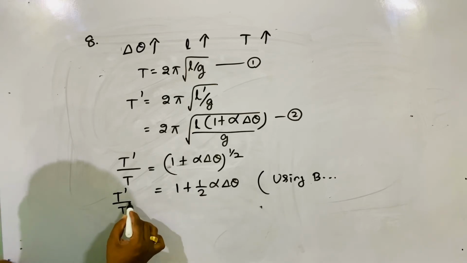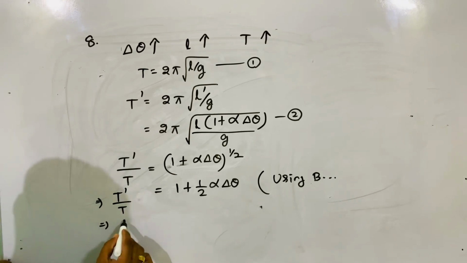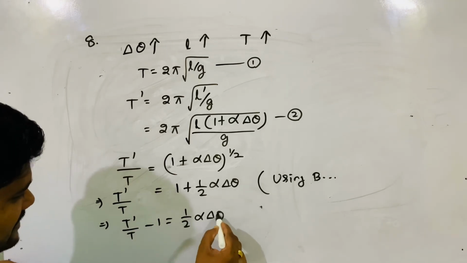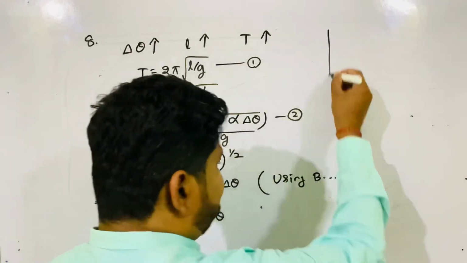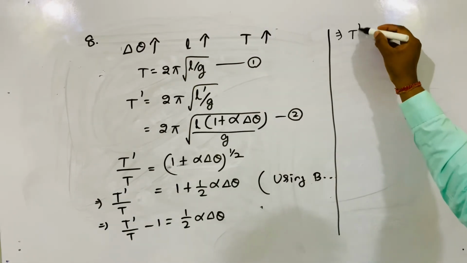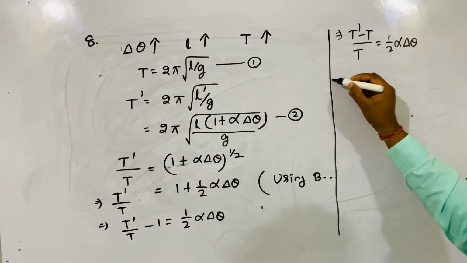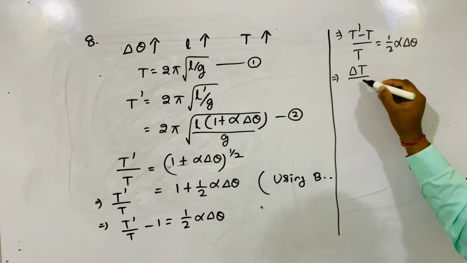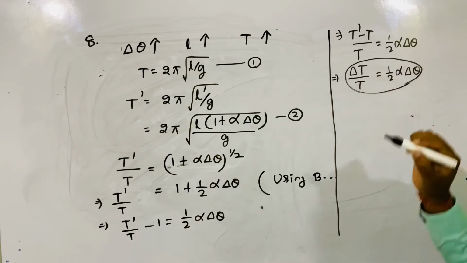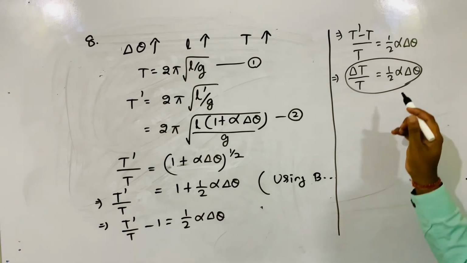So now T dash by T minus 1. Bring the 1 to this side. In the next step, T dash by T minus 1 is equal to half alpha delta theta. Now take LCM here. T dash minus T by T is equal to half alpha delta theta. T dash minus T is nothing but del T. Del T by T is equal to half alpha delta theta. So this is the fractional change in time period.